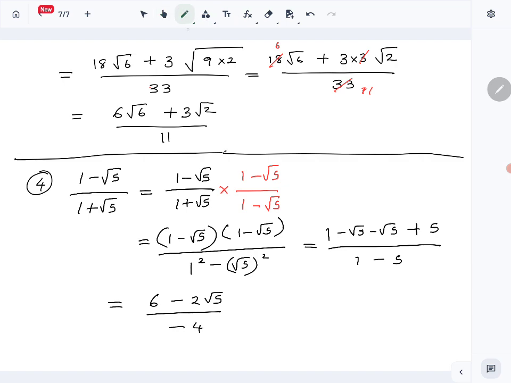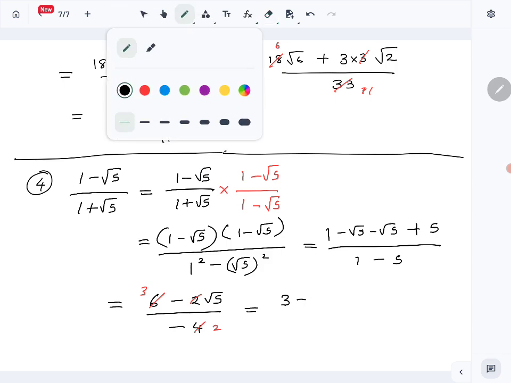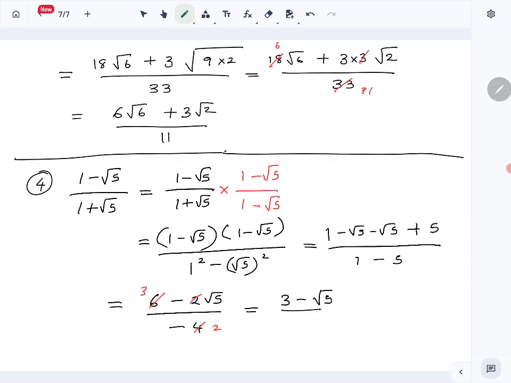Again simplify as much as possible. So all of them have multiples of 2, no? So this 2 cancels, you have a 2 here, you have a 3 here. So 3 minus square root 5 over minus 2, or you can write it as what? Square root 5 minus 3 over 2. Both are correct, right? So that is how you rationalize the denominator.